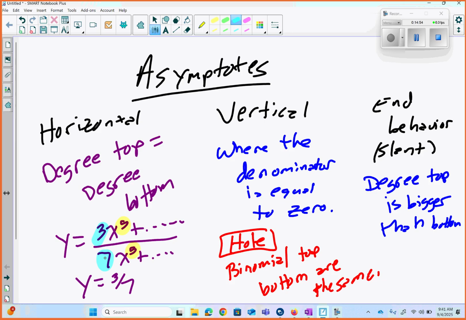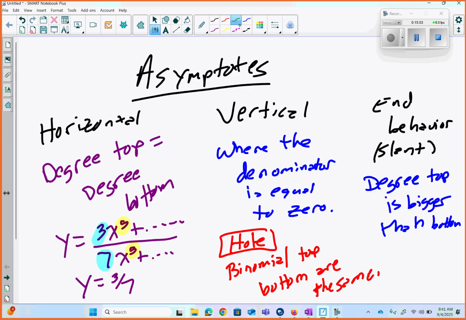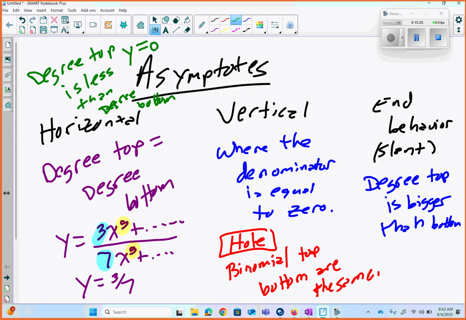Okay, so that's if the degree on top and the degree on bottom are equal to each other. The other horizontal asymptote takes place when the degree on top is less than the degree on bottom. And that will always just get you the x-axis, or y equals 0.